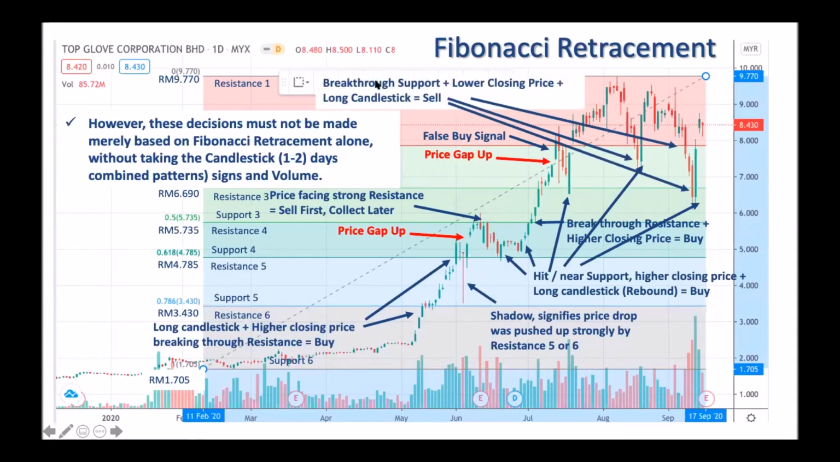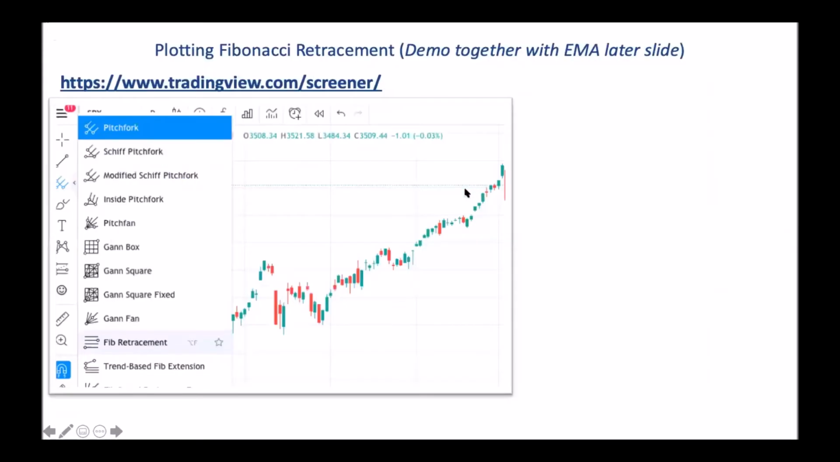Here shows the breakthrough of support. It went down, then up, then down again. It's quite a long distance, red color. Then it's possible this support is not able to support the price and the price will go down. So it's actually a sign to sell. So it must be interpreted together with the 1 or 2 day candlestick pattern. To plot the Fibonacci retracement, later on we will do a demonstration together, with the EMA later.